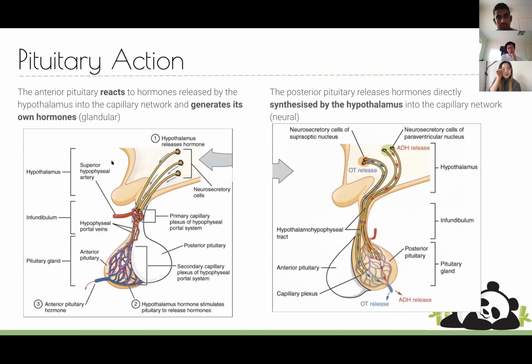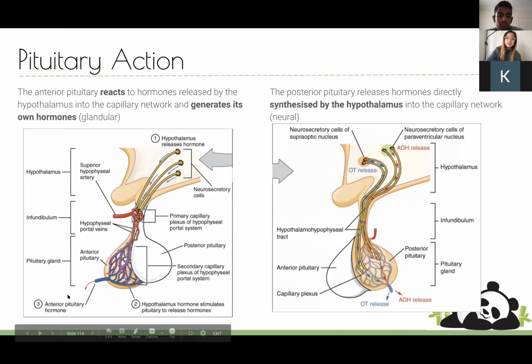So how do they work? They both react to signals from your hypothalamus, but it's different in that the anterior pituitary reacts to hormones released by the hypothalamus into the capillary network. And then once it's got those hormones in the capillary network, it generates its own hormones and releases them via the hypophyseal veins. The posterior pituitary, because it's neural tissue, has direct synthesis of the hormones via the hypothalamus, and they extend their axons straight down into the capillary network, and then it's released straight away.